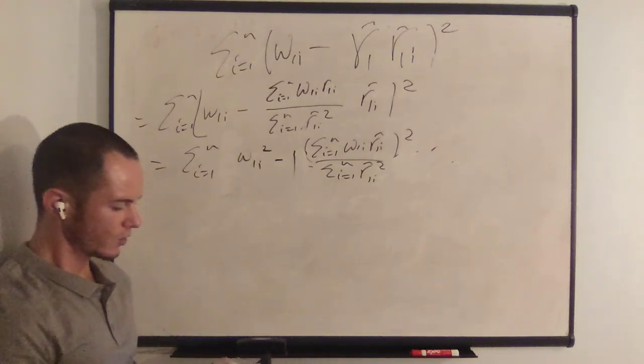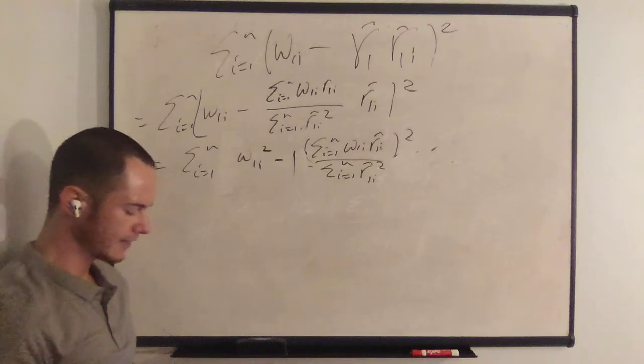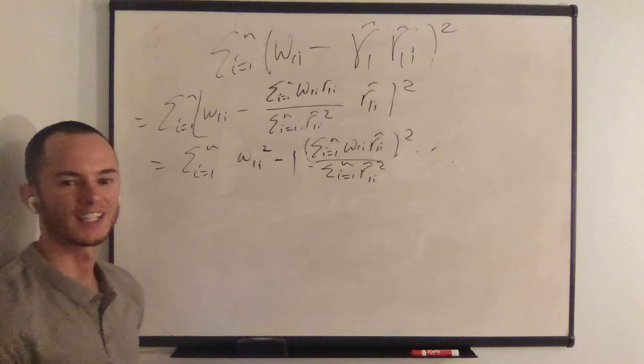All right, so that is how we got from that second line to the first line. And that finishes all the work in the Gauss Markov theorem.